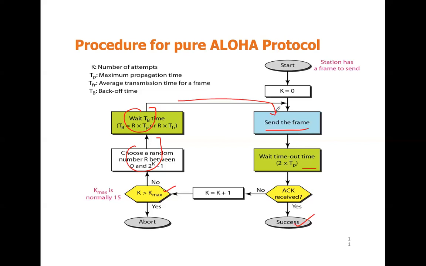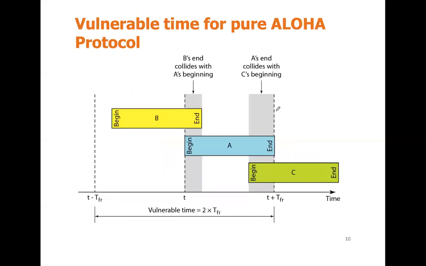So, is this an appropriate method? No, it is not an appropriate method. Why? Because we can see in this case that frame B will collide with frame A over here. Similarly, A collides with B over here. So there is a high probability of collision whenever you send a frame in a random manner.